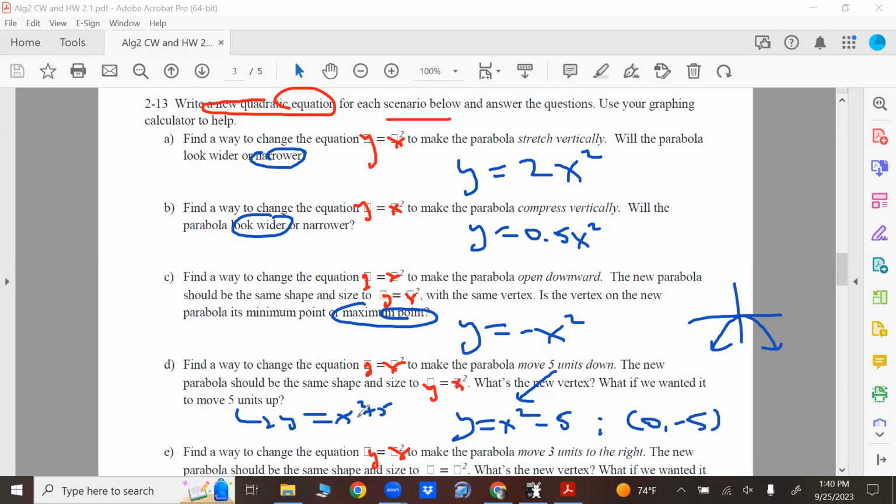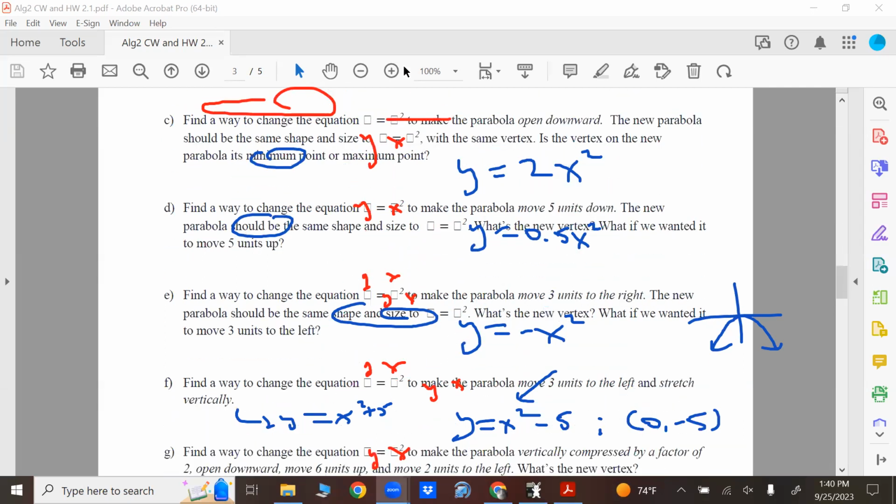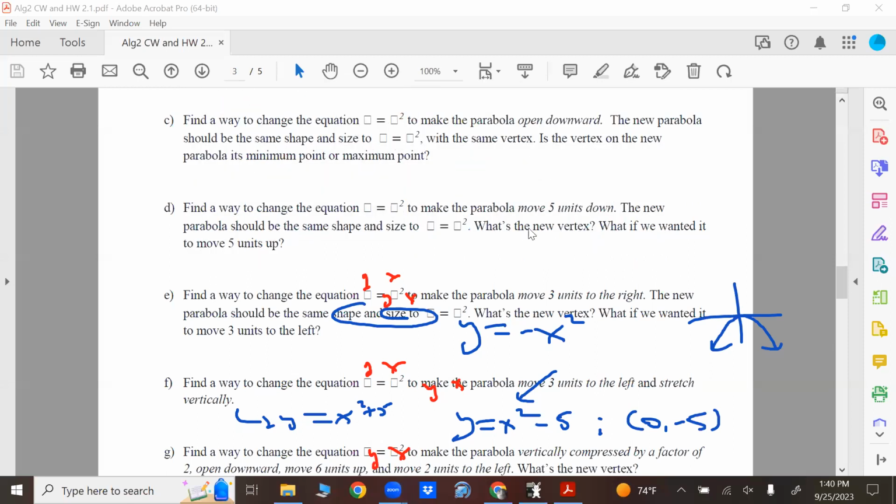So 5 units down, would you do y equals x squared. Oh, I was looking at the wrong one. I was looking at the C. Yeah, that's good. Oh, yeah, go ahead. Okay, let me move the screen down a tad, and I'll just readjust. So you guys are still copying. That's fine.